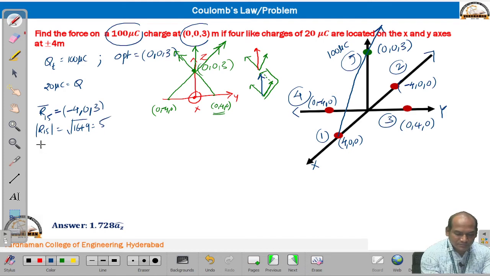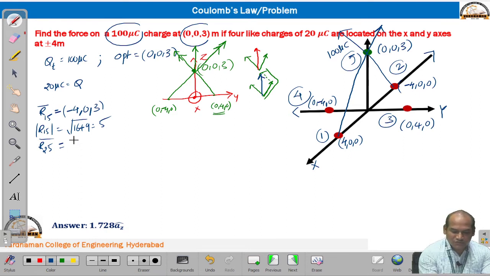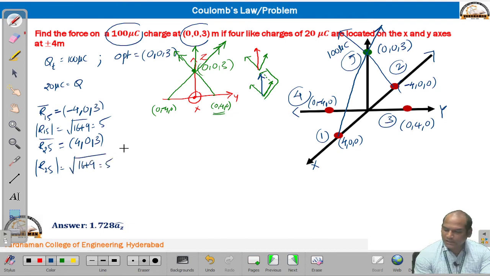Next thing is R25. R25 bar: based on the charge available at (-4, 0, 0), we will get the force on (0, 0, 3). That means on the charge of 100 microcoulomb available at (0, 0, 3). What is the distance vector here? 0 minus (-4), that is plus 4; 0 minus 0, that is 0; 3 minus 0, that is 3. Like this we will get. What is the magnitude for this one? The magnitude of R25 is again the root of 16 plus 9, which is again 5.